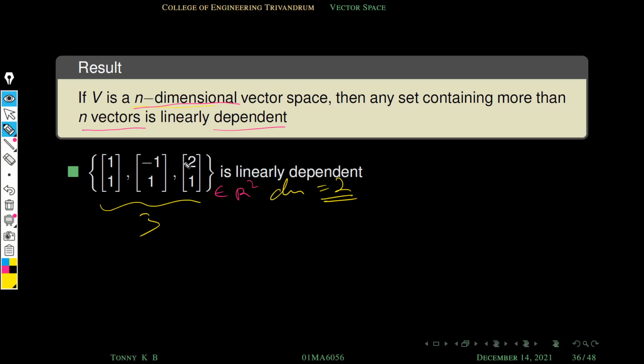Correct. So you can verify this dependency using your original condition. That means you can find c1, c2, c3, not all of them 0, such that their linear combination equals 0. It is possible. Anyway, this is a very easy condition. But this is possible only when the dimension of V is n.